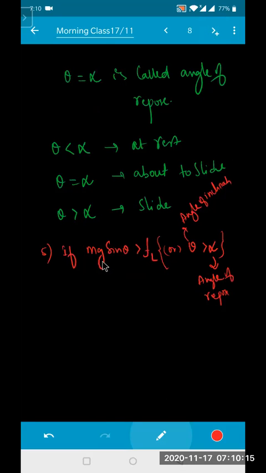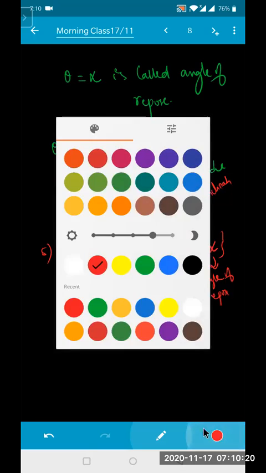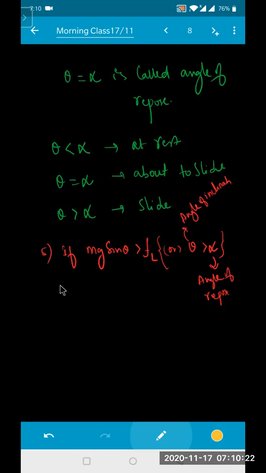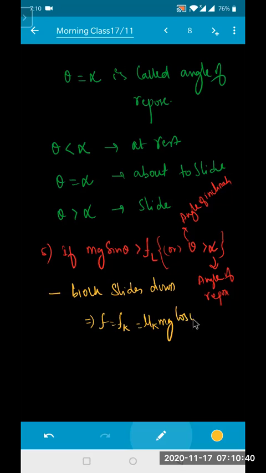Let's see what we do here now. If mg sin theta is greater than FL, that means theta is greater than alpha. So obviously the block will slide down. So what is happening here? The block slides down. That means the frictional force will be equal to Fk, and that will be equal to how much? Mu k into mg into cos theta once it comes into play. So what will be the acceleration at that time? mg sin theta minus Fk will be equal to mass into acceleration.